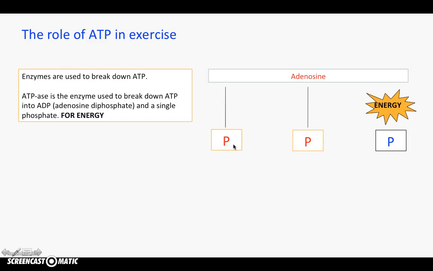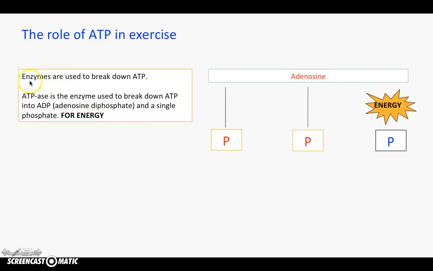Okay, so how ATP is used within exercise. I'm going to go through this here now, but I've also got a visual tool for you to use later on, which is hopefully going to help you understand this in a bit more detail. For energy to be created or produced, ATP needs to be broken down.